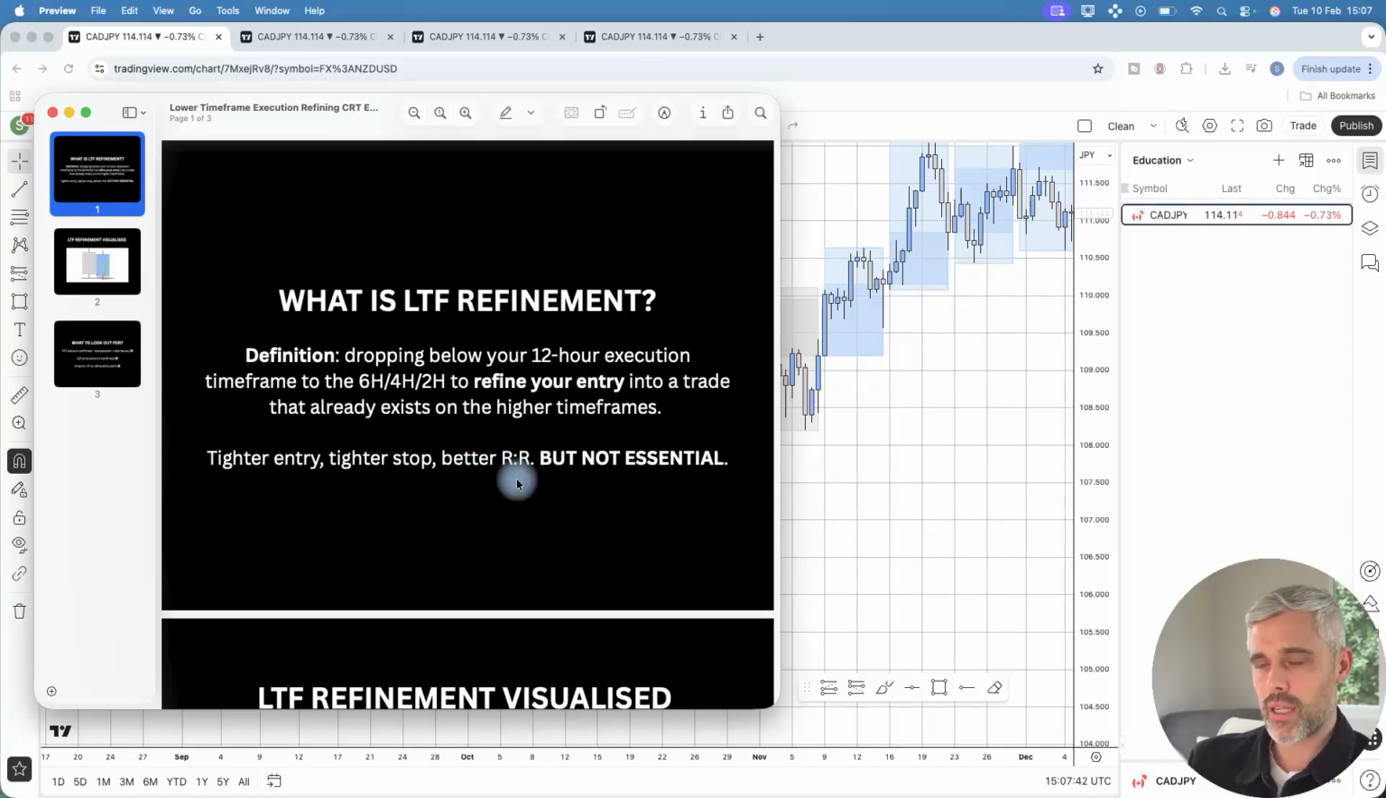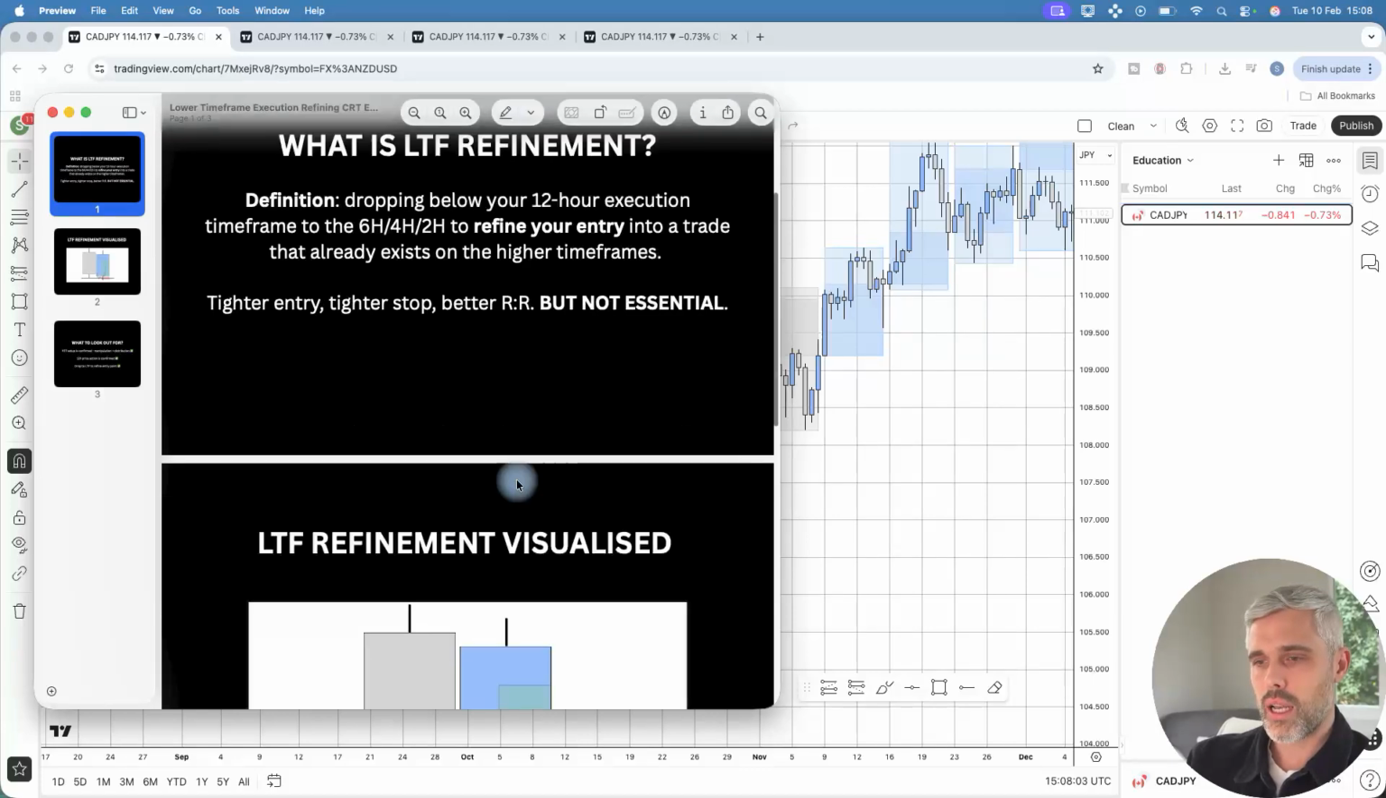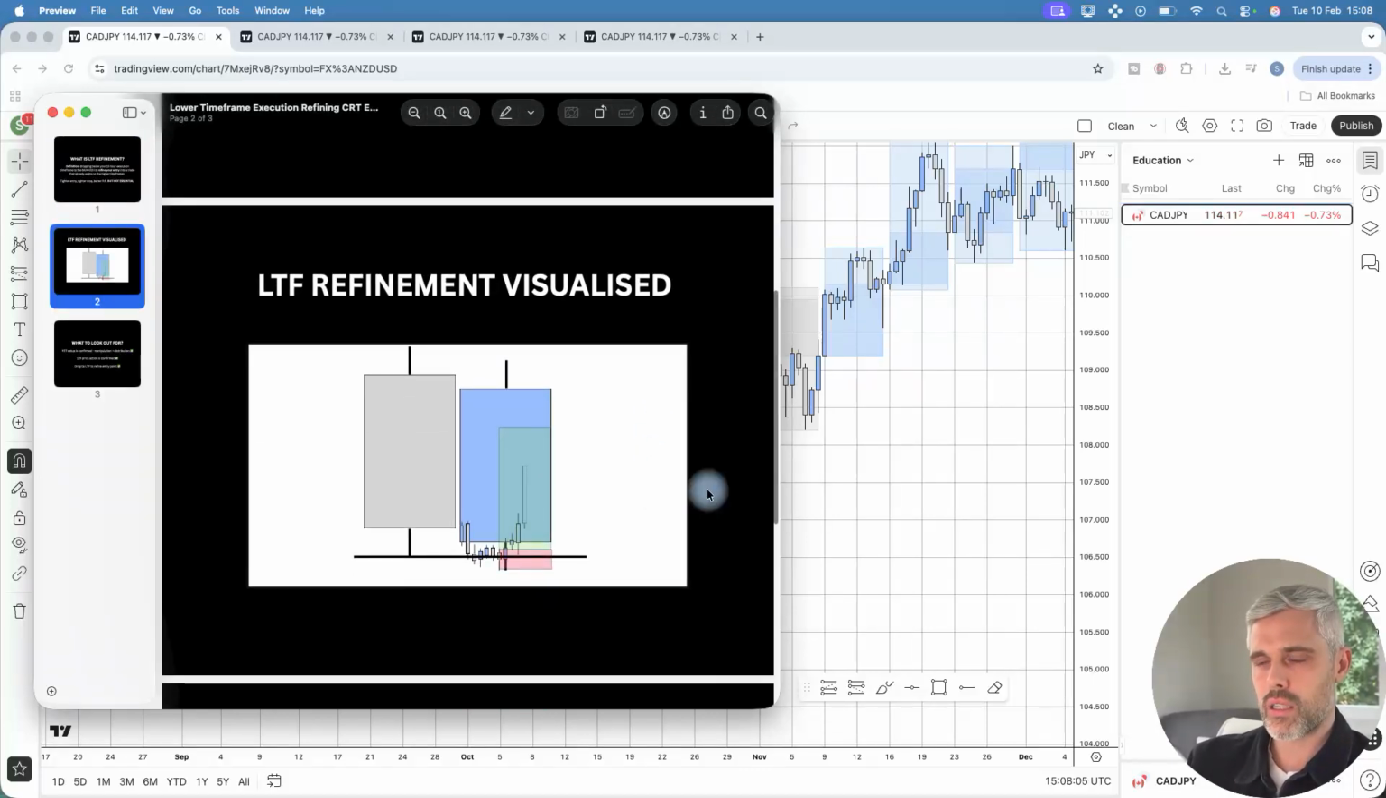But full disclaimer, it is not essential. 9 times out of 10, I just execute on the 12-hour because I can open the chart, review at 10 a.m., close the chart, and I'm done for the day. I don't need to sit on the charts all day. But sometimes it might warrant dropping down into those lower time frames to wait for a better entry, and that's always an option. Let's just quickly look at some visualization of this.